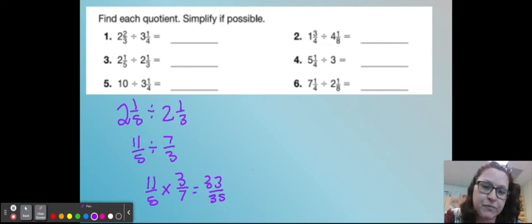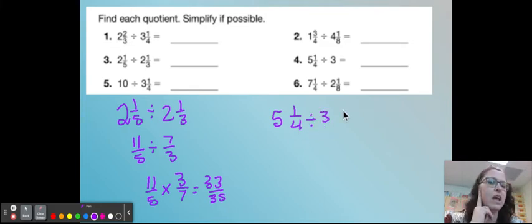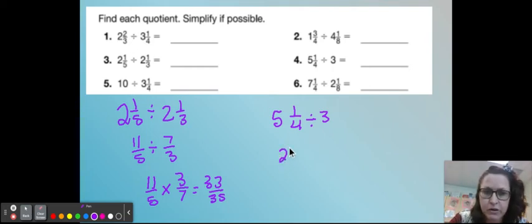Let's look at number 4. I have 5 and 1/4 divided by 3. Okay, 5 and 1/4. Let's do what we've been doing. 4 times 5 is 20, plus 1 is 21. So I have 21 over 4 divided by 3.